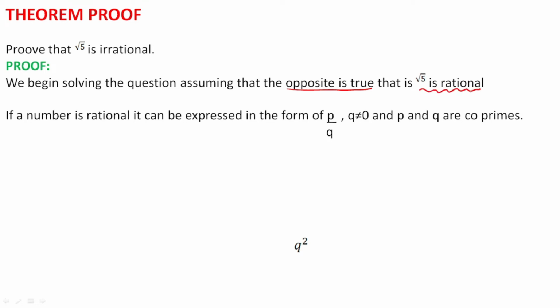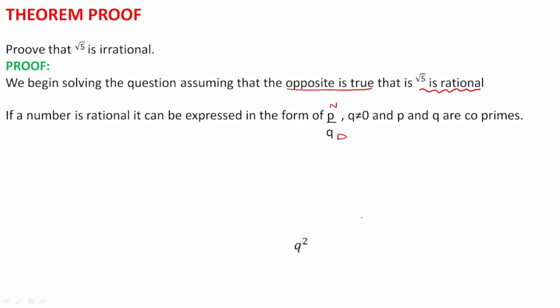So what is a rational number? If a number is rational, it can be expressed in the form of numerator by denominator. So in this case, P is the numerator, Q is the denominator, and the denominator is never equal to 0. If the denominator is not equal to 0, it represents a fraction. P and Q are co-primes. So the first condition is that the denominator should not be equal to 0, and the second condition is that P and Q have to be co-primes.